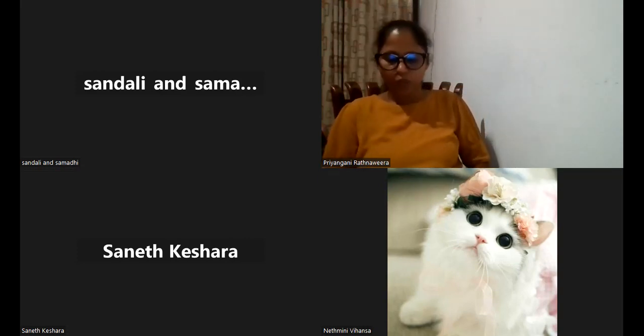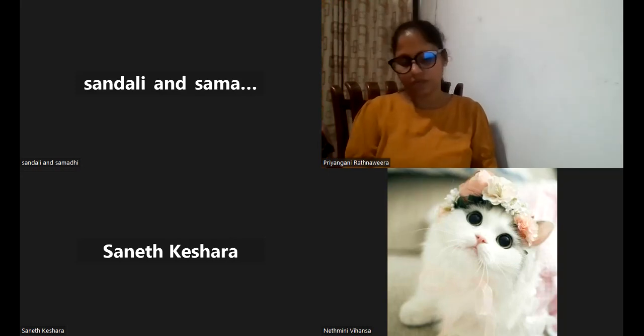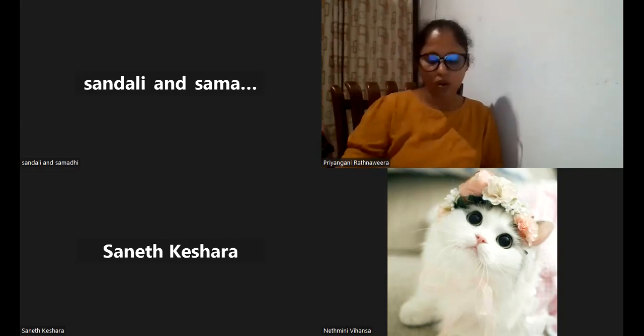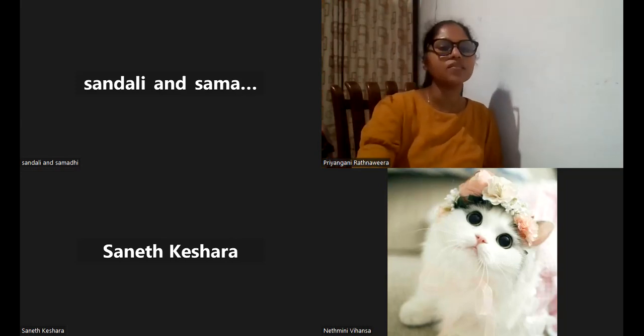1 to 50,000 topography map of Sri Lanka. This is a compulsory question in your O-level paper. Our lesson number 9.